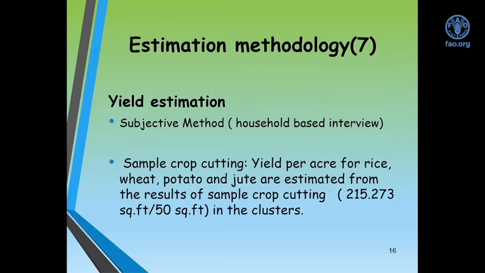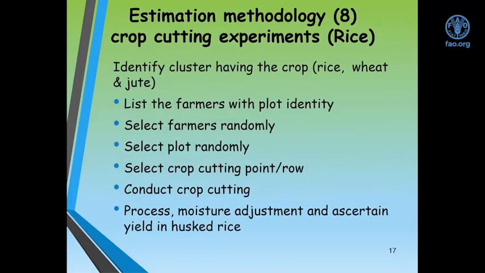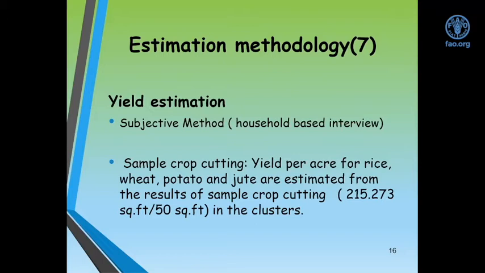It's the subjective method, sample crop cutting. Yield per acre for rice, wheat, potato, and jute is estimated from the result of the sample crop cutting. Actually, we use 215.27 square feet for only rice, which is equivalent to 20 square meters of crop cutting only for rice. And for others, 50 square feet, that means 4.64 square meters of cutting, for wheat and jute.